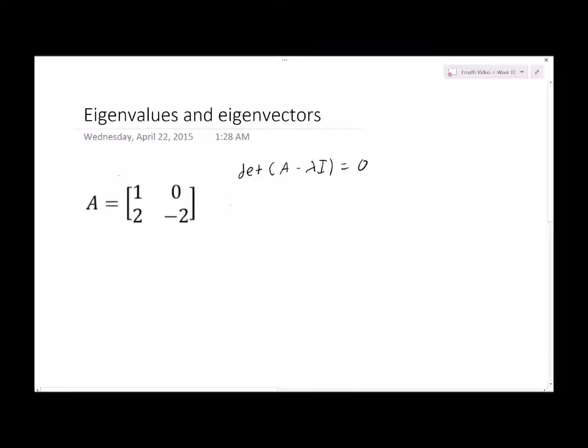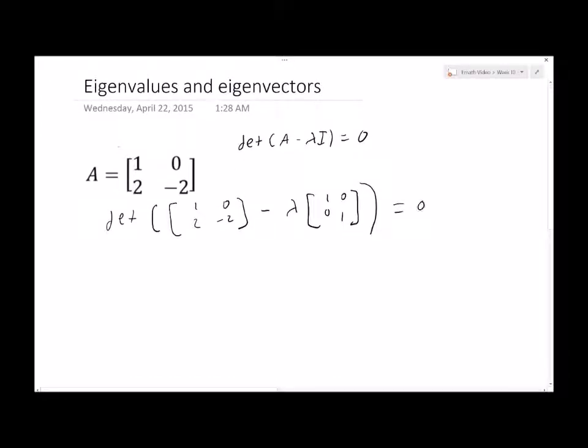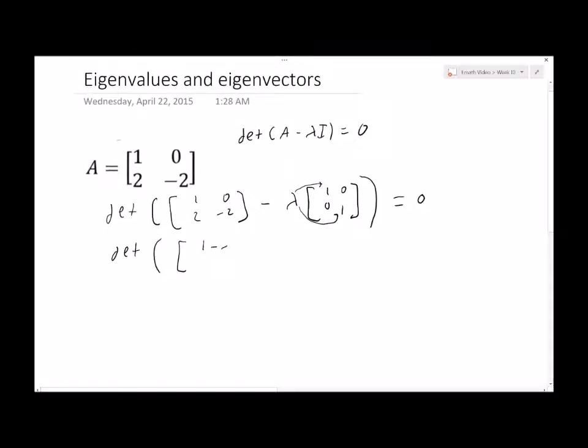So it's going to be the determinant of 1, 0, 2, negative 2, that's A, minus lambda times 1, 1. That's what I mean. So then this looks like the determinant of 1... Now this lambda gets distributed all the way through, so you get lambdas there, so you're left with 1 minus lambda, 0, 2, negative 2 minus lambda. So like I said, it's just a fancy way of saying a lambda subtracted across the diagonal.